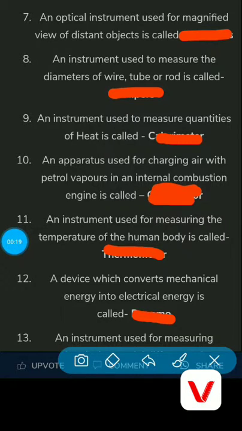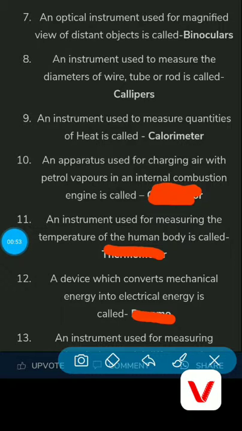Seventh question, an optical instrument used for magnified view of a distant object is called binoculars. Eighth question, an instrument used to measure the diameter of wire, tube or a rod is called calipers. An instrument used to measure quantities of heat is called a calorimeter.